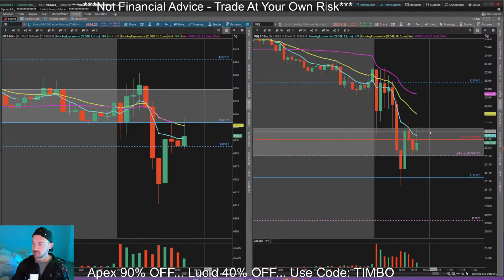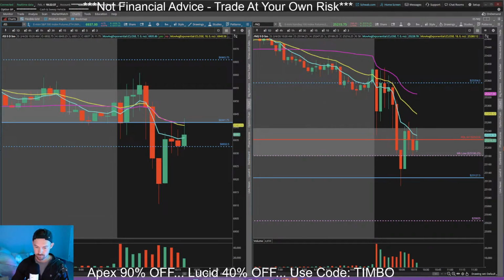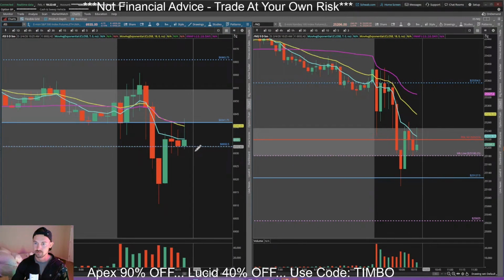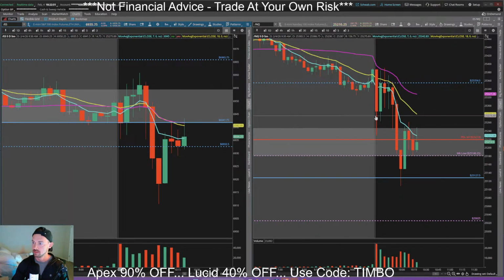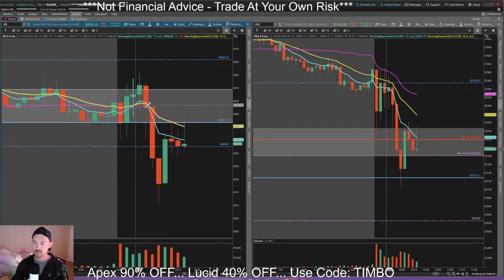This volatility is crazy. But if ES can get back underneath that 32 level, could see some more downside. Yeah, it's looking like they want to go down now. But if ES can get back under this 32 level, that's the key.